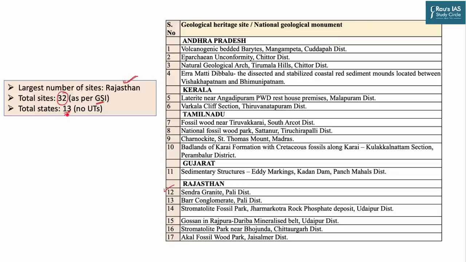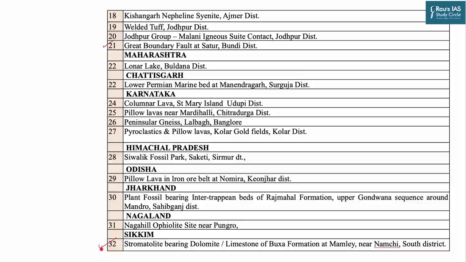Total number of states which are recognized here are 13, and there is no union territory which consists such site. You can go by this list. It is given in the PDF, given in the description box. You can go through the sites. These are 32 in number, and they are covering almost entire region of India.